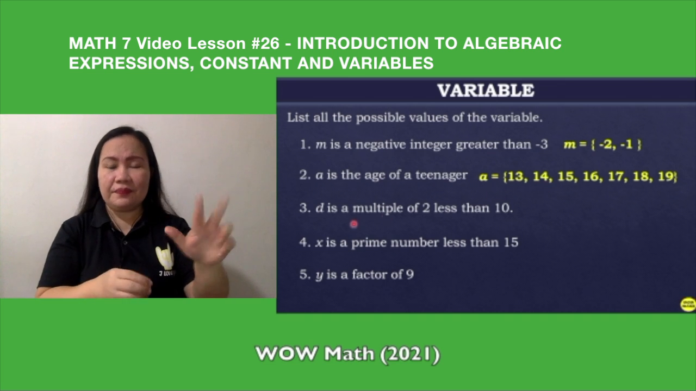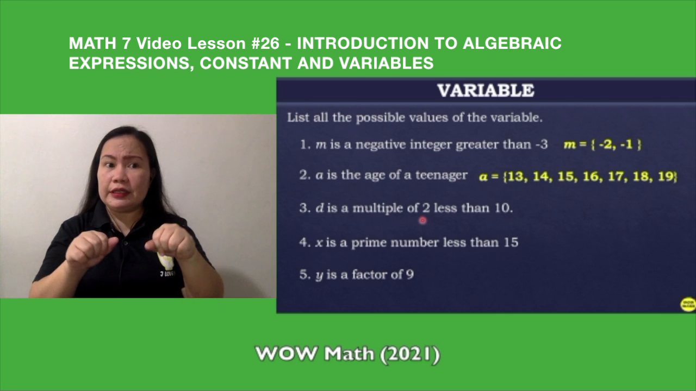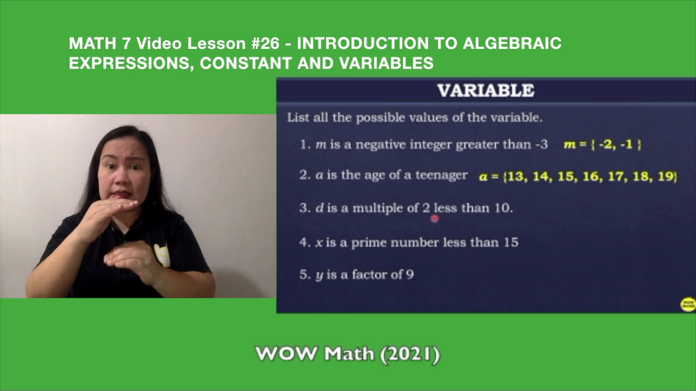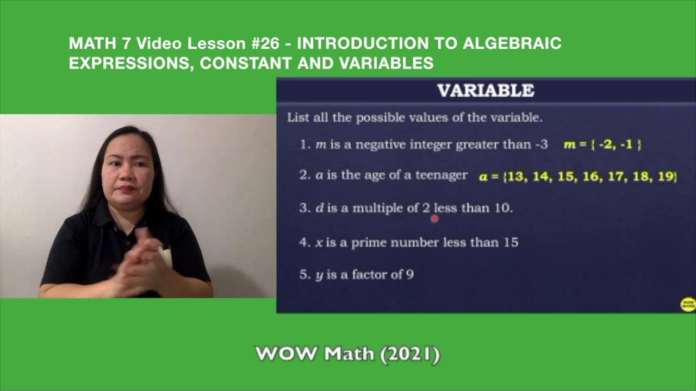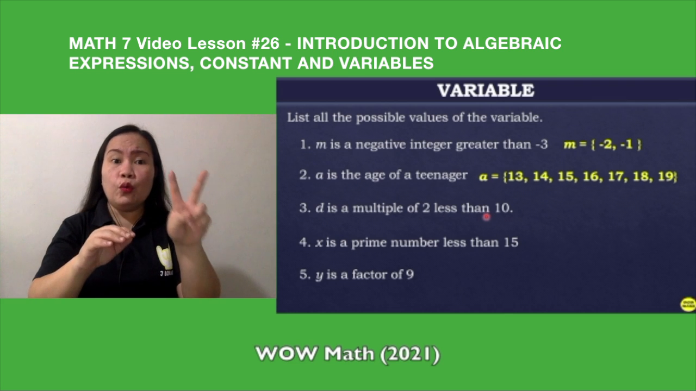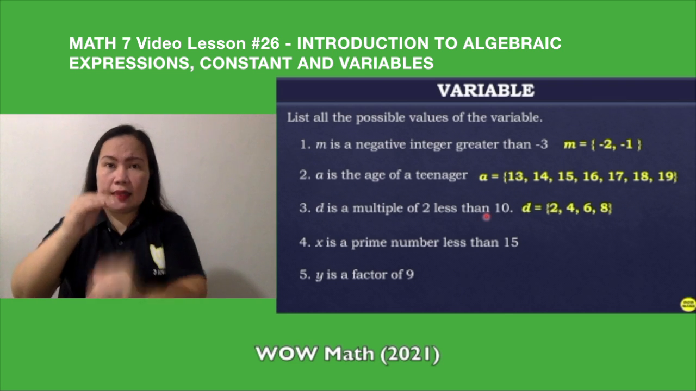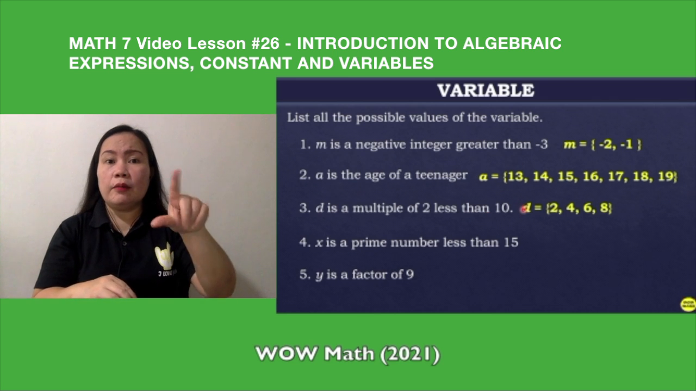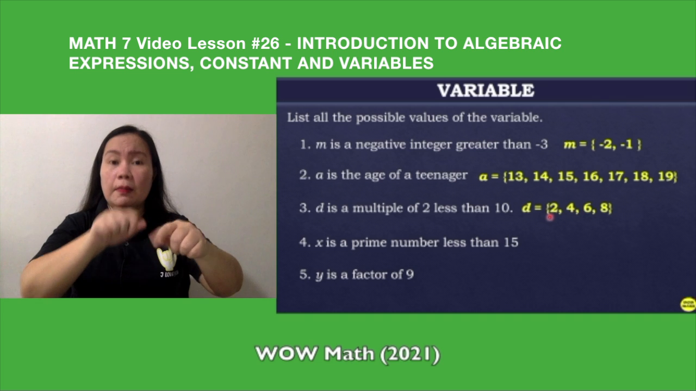Number 3. So, D is a multiple of 2 less than 10. So, pag sinabi natin multiple, it's like skip counting. Okay? Pero, may condition dito, less than 10. Mas mababa sa 10. So, 2, 4, 6, 8. So, therefore, the values for the variable D are 2, 4, 6, 8.